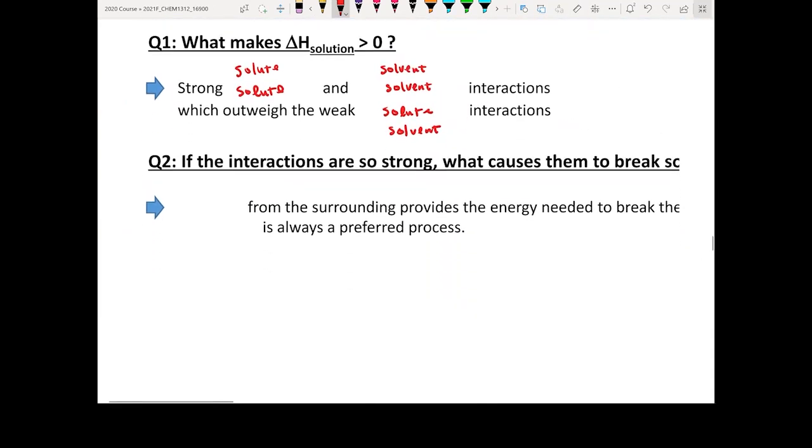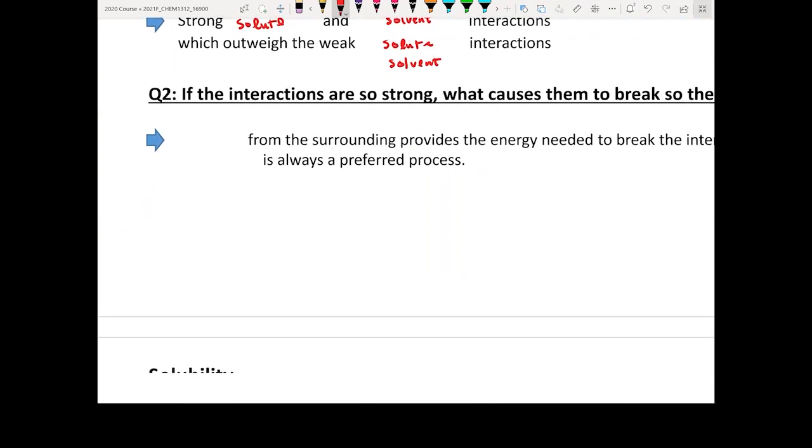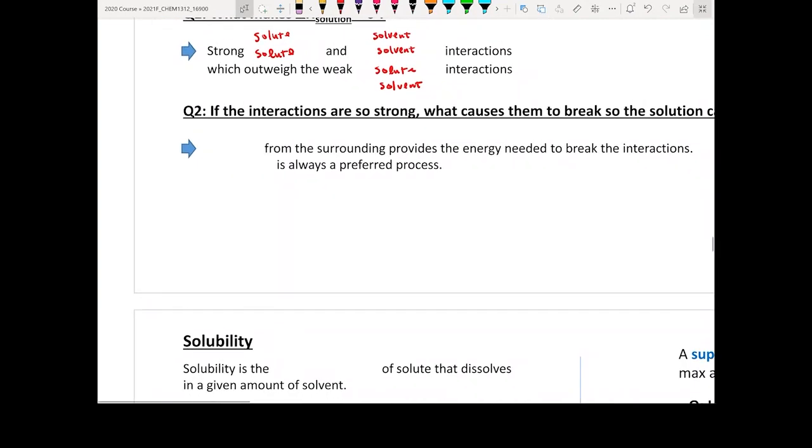Then the next question is, if the interaction between your solute and solvent is so strong, why do they bother to break? What caused them to break, so that eventually you have a solution? The answer is very simple. You need to dump energy to make it happen. Typically you dump heat from the surroundings. You heat up your solution so it breaks apart, and you form the solution.